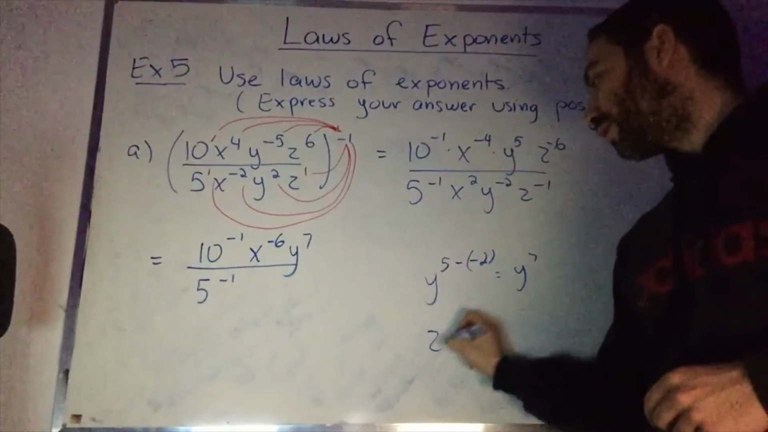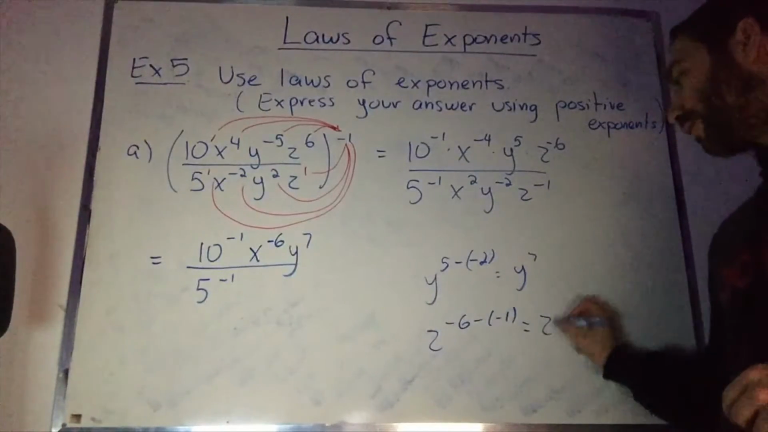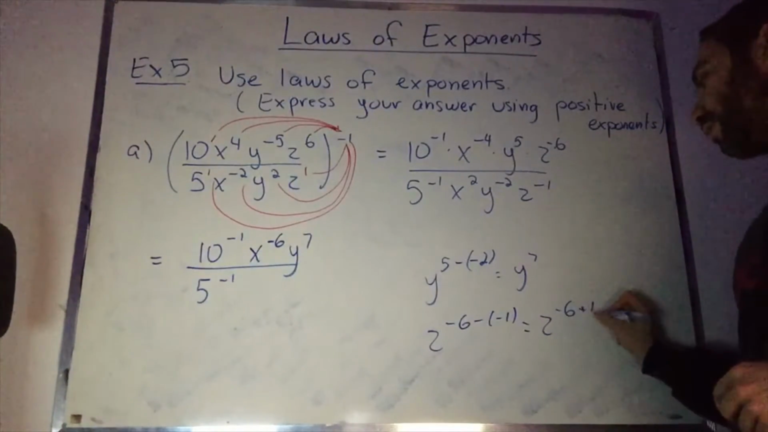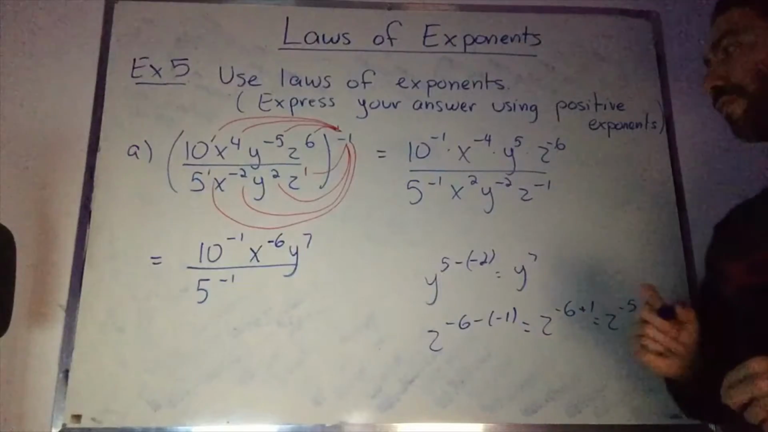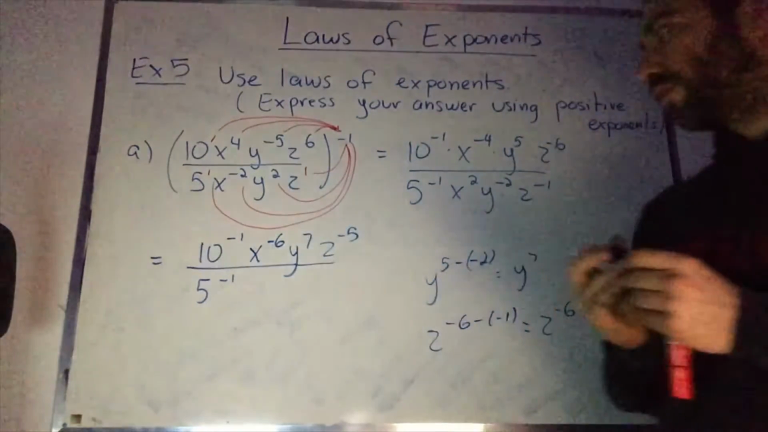Okay, and then z to the negative 6 divided by z to the negative 1, so we subtract: z to the negative 6 minus negative 1. So two negatives turn into a positive. That's the same as negative 6 plus 1, which gives us z to the negative 5. Okay, z to the negative 5. So this is how I started off.